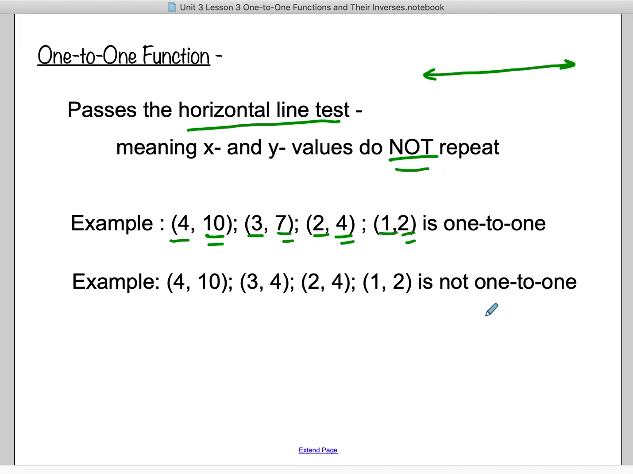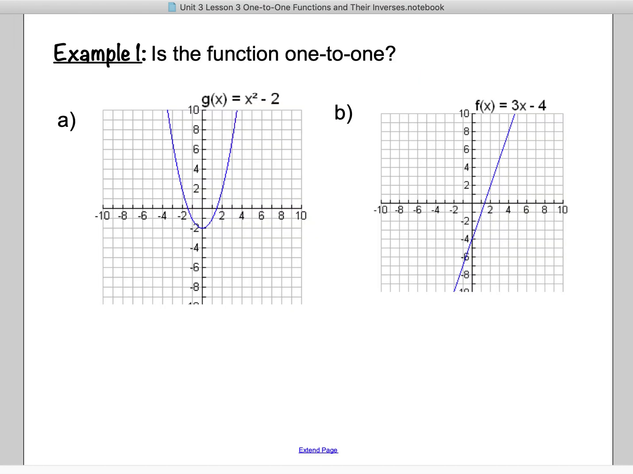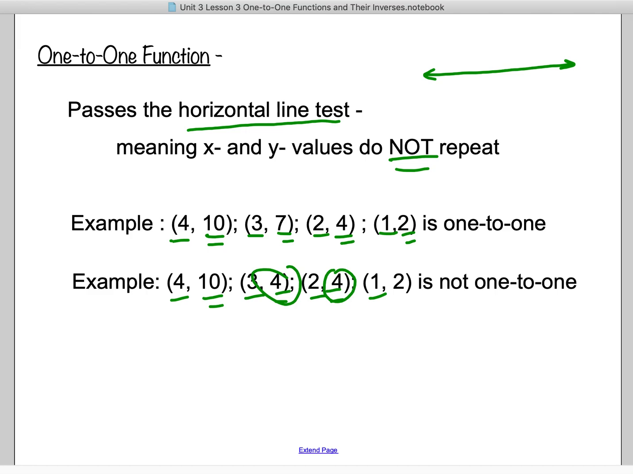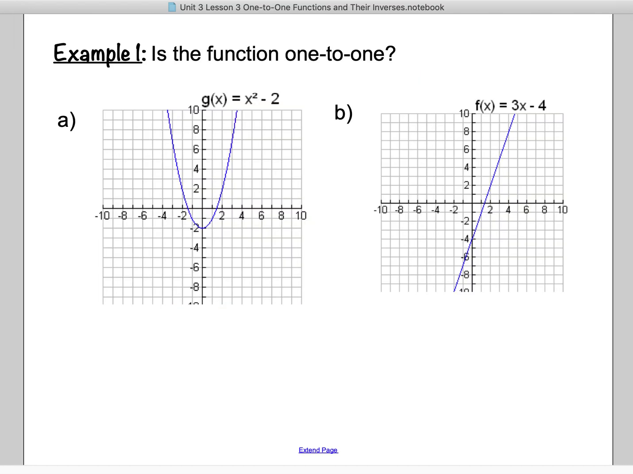Now here's an example of a function that is not one-to-one. If I check out my x's, those are all different, so that works. However, if I look at my y's, two 4s. As soon as there is a double repeat of a y value or an x value, it is not one-to-one. And if an x value repeats, that means it's not a function, just going back to the vertical line test.